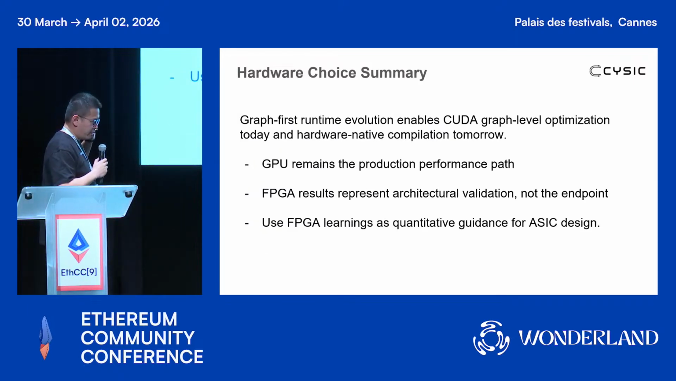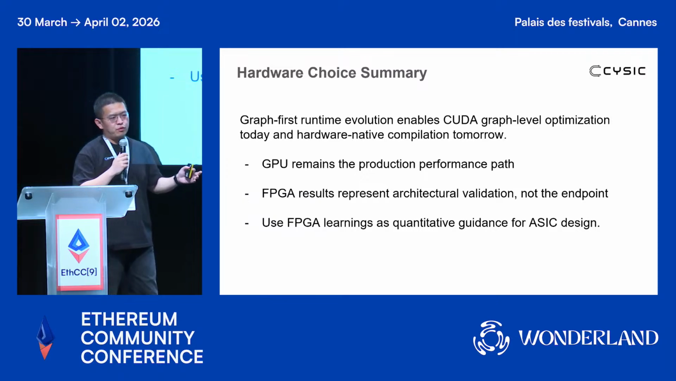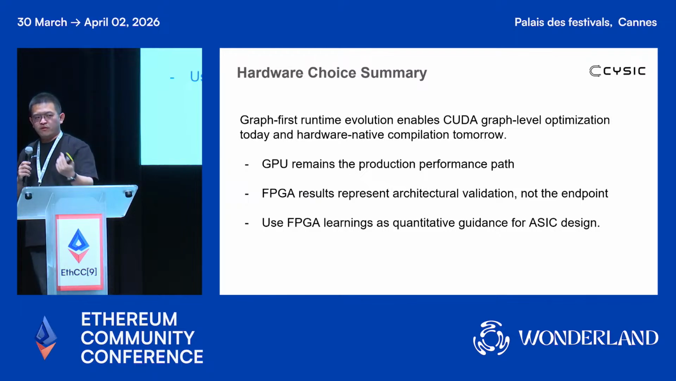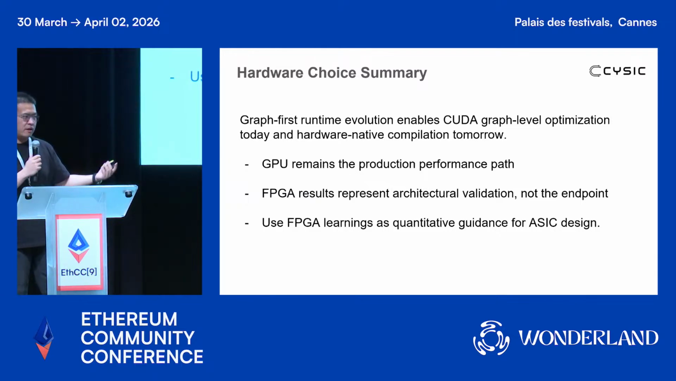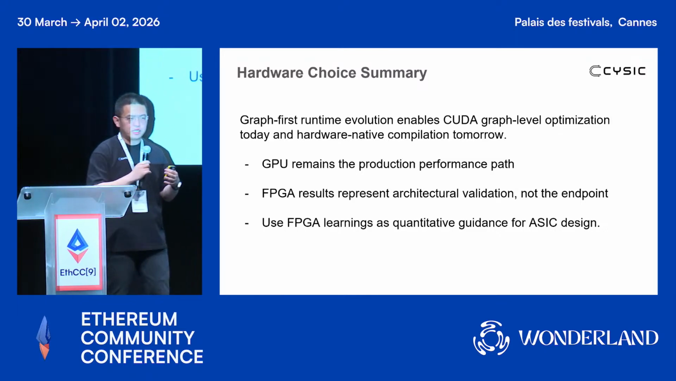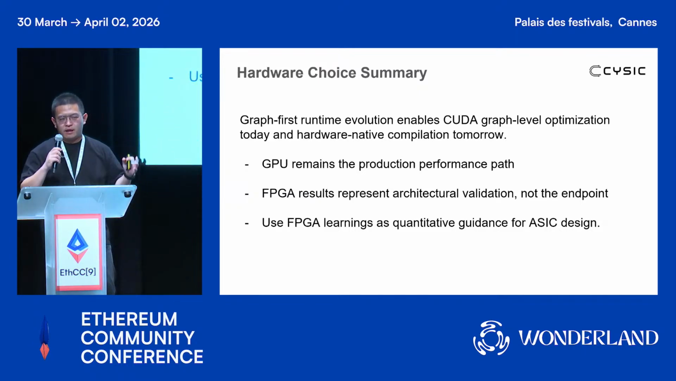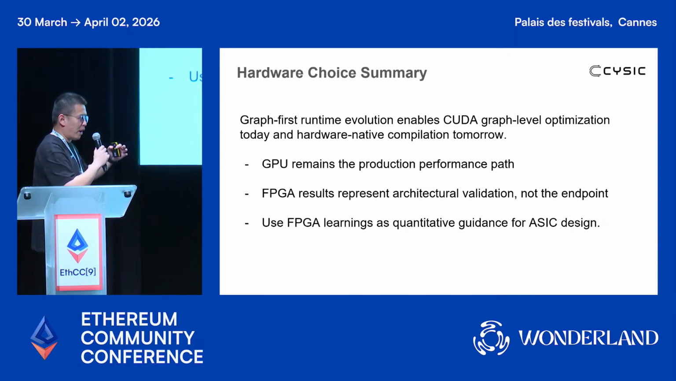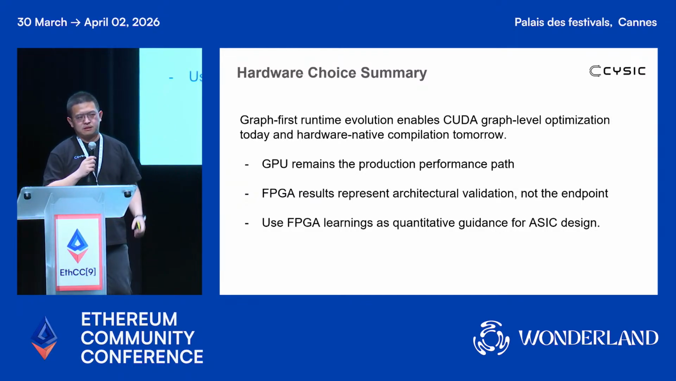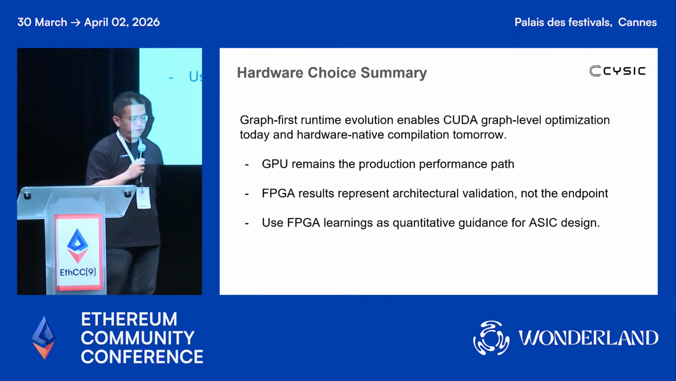Yeah, so here is our summary on the hardware. About 3 years ago we wrote a blog post on our take on GPU versus FPGA versus ASICs. We still think it's almost the same as before, but right now the ZK algorithms have converged. When we wrote the blog 3 years ago, there were so many ZK algorithms in the space, but right now they have converged. The GPU still remains the production performance path. It's still the main proving power for ZK workloads.